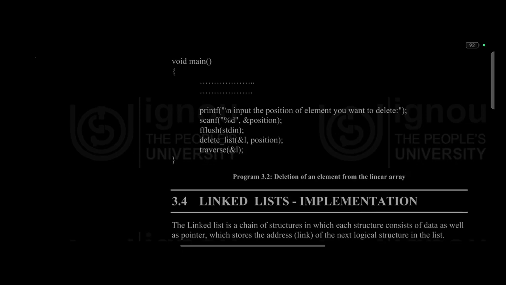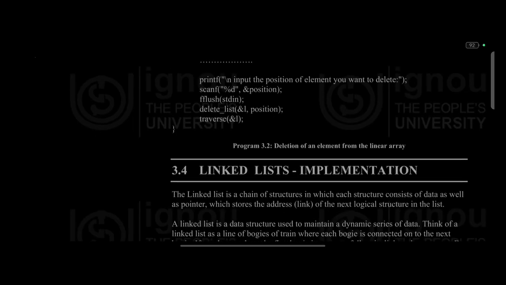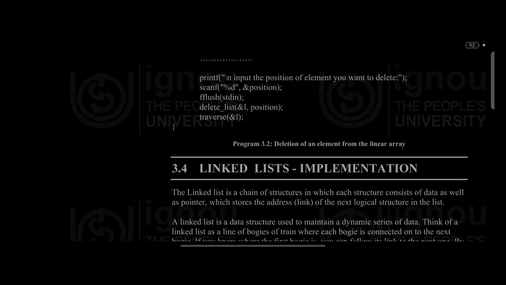Main function, void main. Printf \n input the position of element you want to delete. Scanf %d and position, fflush stdin. Delete_list and 1 position, traverse and 1.